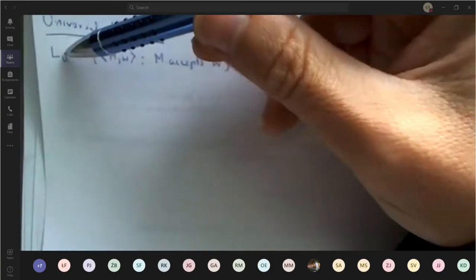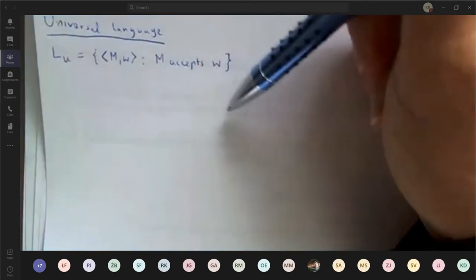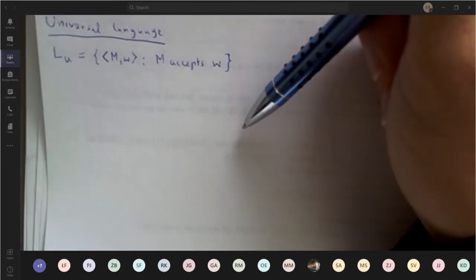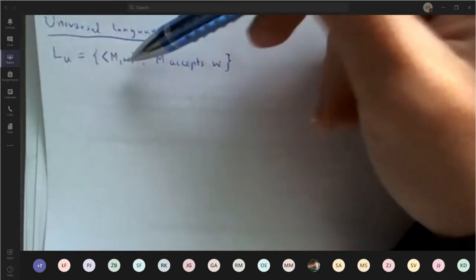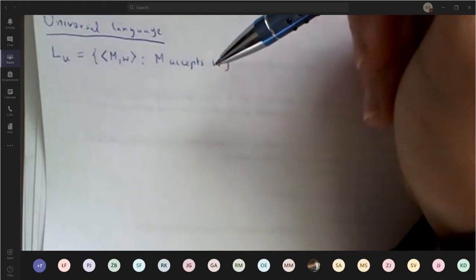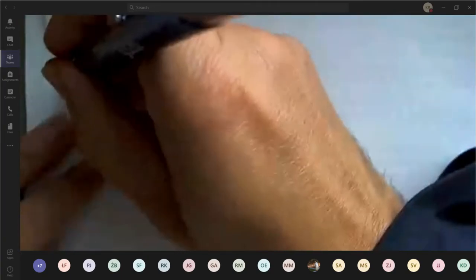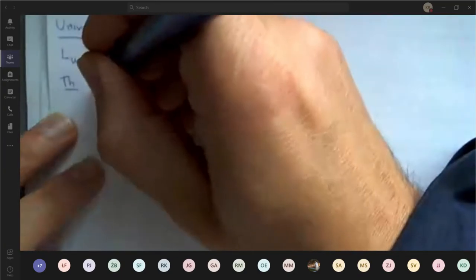Yeah, so in this language, the strings are codes of a Turing machine concatenated with an input string, and we can decode this code of the Turing machine into a Turing machine, run this Turing machine on the input string, and see if it accepts or not. Okay, so the next theorem is that this language is recursively enumerable.